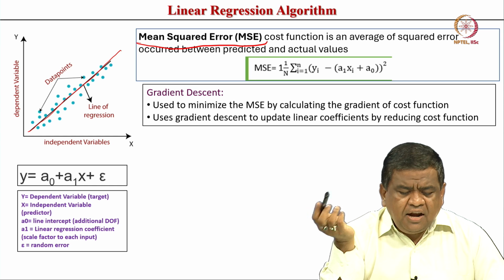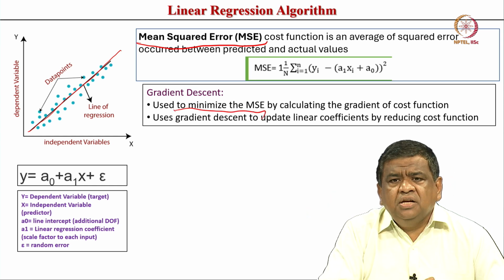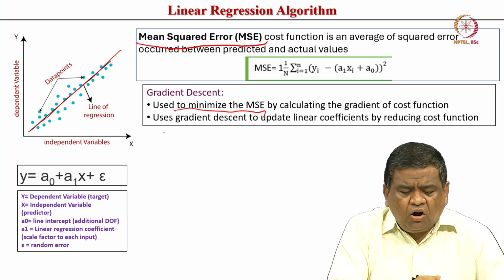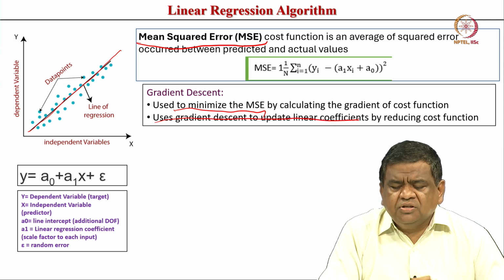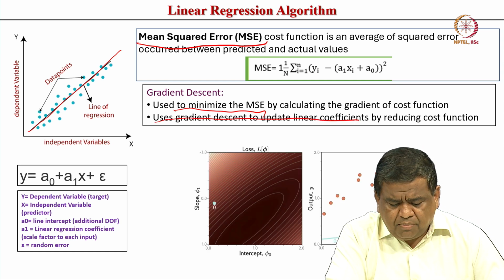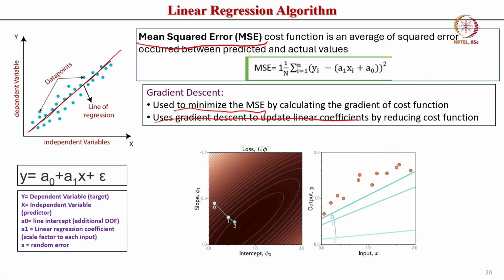So, this is the gradient descent, which is used to minimize the mean squared error or loss function, and it also uses gradient descent to update the linear coefficients by reducing the cost function that you have mentioned. And this cost function, as you see, goes from 0, 1, 2, 3, 4, and accordingly you can see the output and input functions also vary. So, here y is equal to mx plus c; here y is equal to a naught plus a1x plus epsilon. Epsilon is your random error, a1 is your linear regression coefficient, and a naught is your line intercept, that is the y-axis intercept, right.